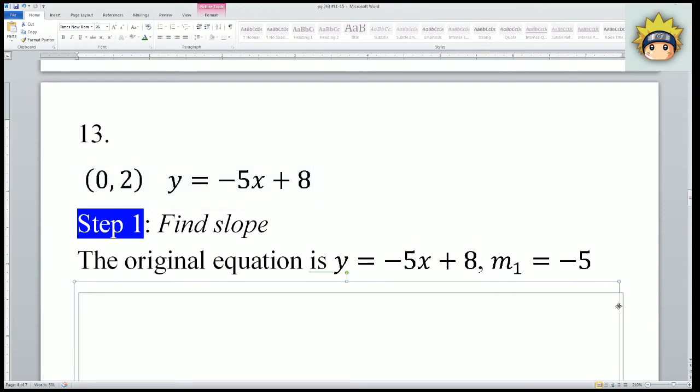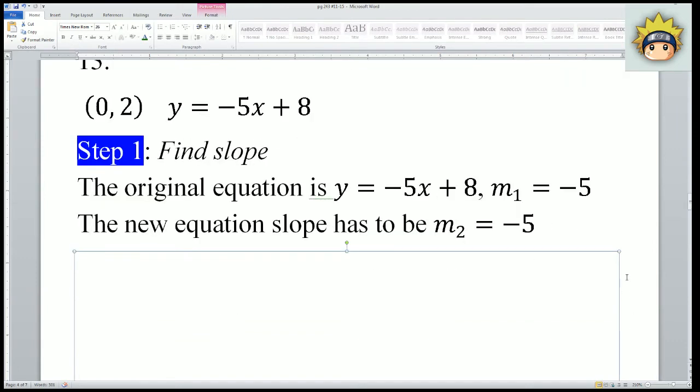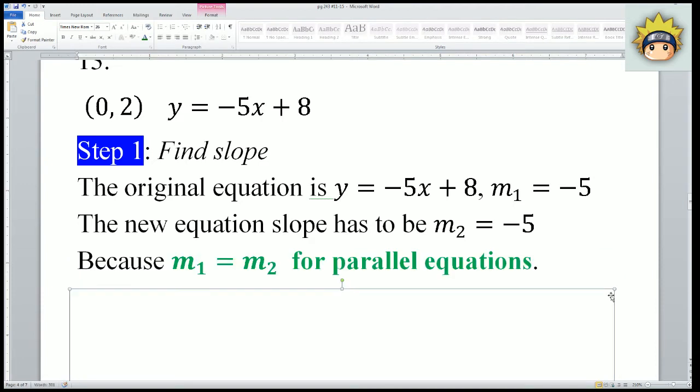The slope here is negative 5. So you can pause this because I'm going to ask the question again. What is the new equation that you want? What is that slope? That slope has to be also negative 5. Why is the second slope equal to the first slope? Because we want them to be parallel equations.